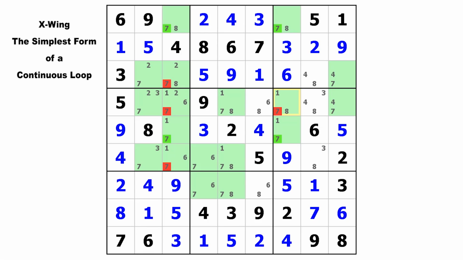As I mentioned earlier, an X-wing is the simplest form of a continuous loop. It is an X-Cycle of exactly 4 links. For instance, here is an X-wing on candidate 7. The base sets are row 1 and row 5, and the cover sets are column 3 and column 7. And so in terms of a continuous loop, we have strong, weak, strong, weak, right?